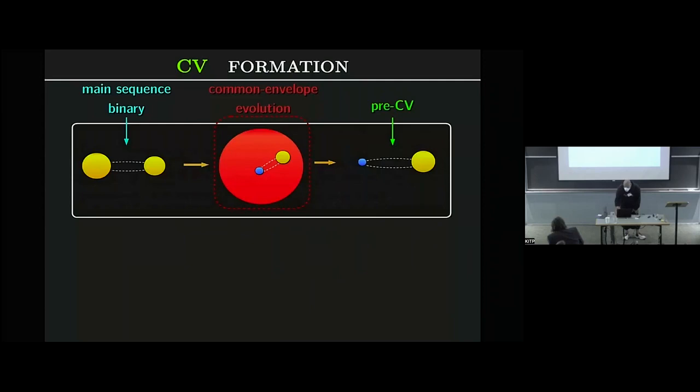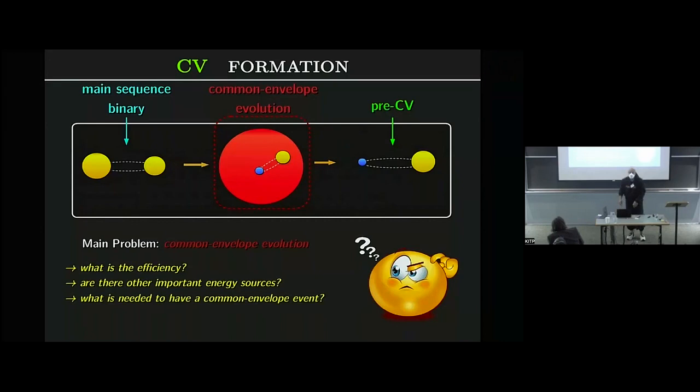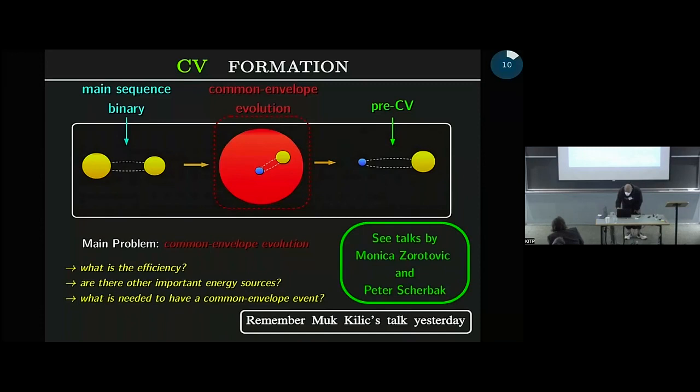But then in this scenario for the formation, the main uncertainties come from the common envelope phase. The main uncertainties are the efficiency of converting orbital energy to unbind the envelope, what source of energy we have to help the envelope ejection, and also what are the conditions required to have this dynamically unstable mass transfer. This was partially addressed yesterday by Kilik's talk, and will also be today by Monica and Peter Scherbach. So I'll just leave this uncertainty for them.